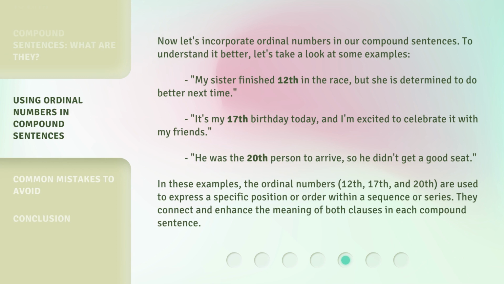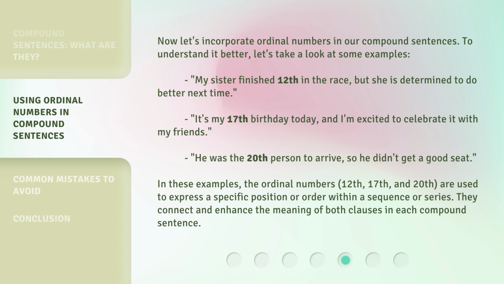Now let's incorporate ordinal numbers in our compound sentences. To understand it better, let's take a look at some examples. My sister finished 12th in the race, but she is determined to do better next time. It's my 17th birthday today, and I'm excited to celebrate it with my friends. He was the 20th person to arrive, so he didn't get a good seat.